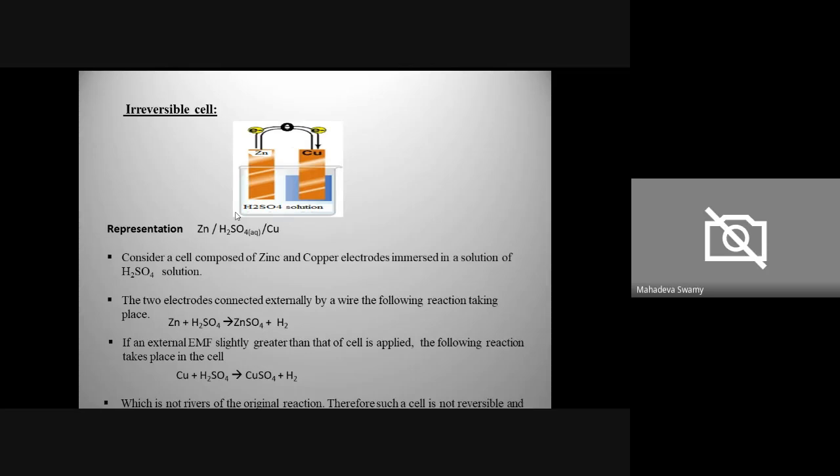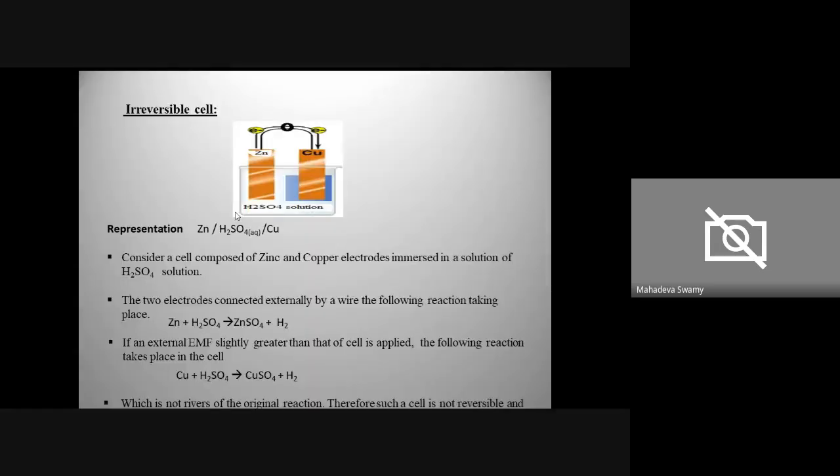Zn bar, H2SO4 is the electrolyte, an aqueous solution. Then copper is an electrode. Consider a cell composed of zinc and copper electrodes immersed in a solution. That solution is H2SO4 solution. Then the two electrodes are connected externally by a wire. The following reaction takes place. What type of reaction takes place?